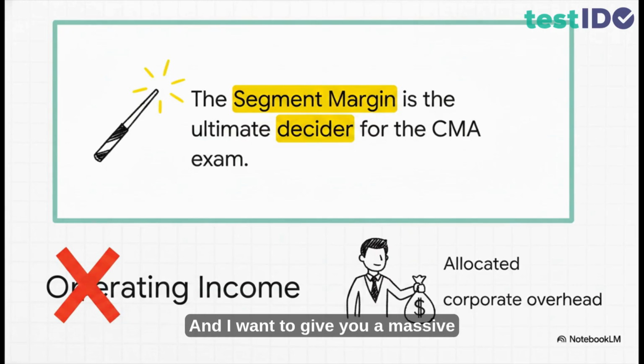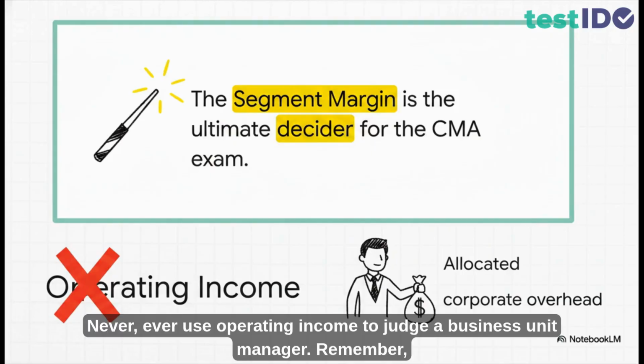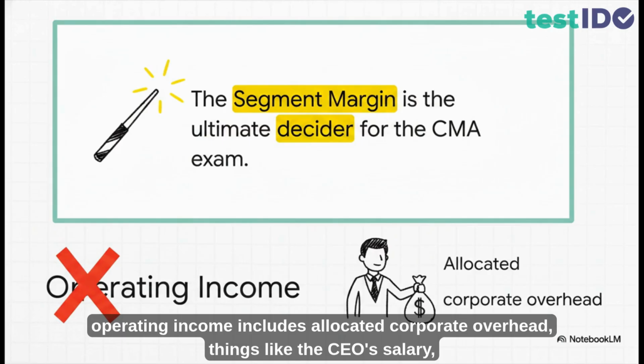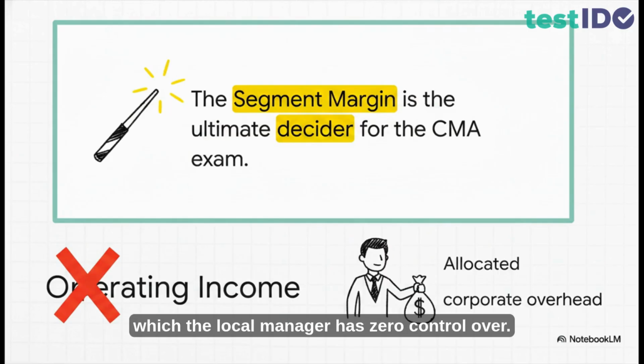And I want to give you a massive warning right now as your teacher. Never, ever use operating income to judge a business unit manager. Remember, operating income includes allocated corporate overhead, things like the CEO's salary, which the local manager has zero control over. Always look at the segment margin.